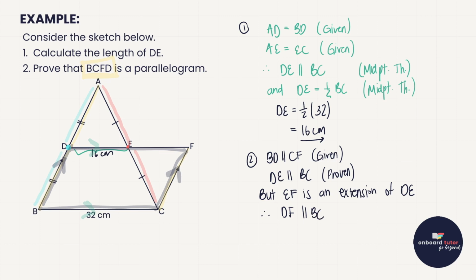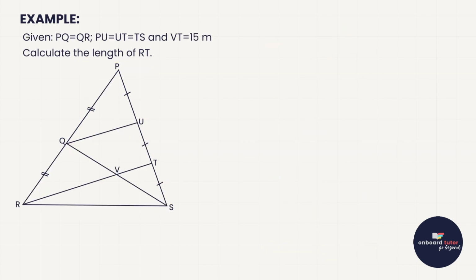Okay, and so now I've proven, look at that, I've got parallel sides, I've got parallel sides. Nice. Oh, let's get the double there. Okay, and so now I can conclude, therefore, to answer their question, BCFD is a parallelogram, and the reason is two pairs of opposite sides are parallel. Let's have a look at an example that looks a little bit more tricky.